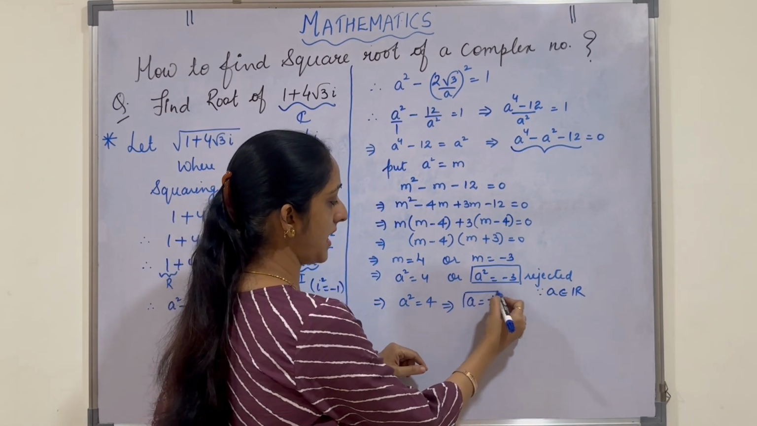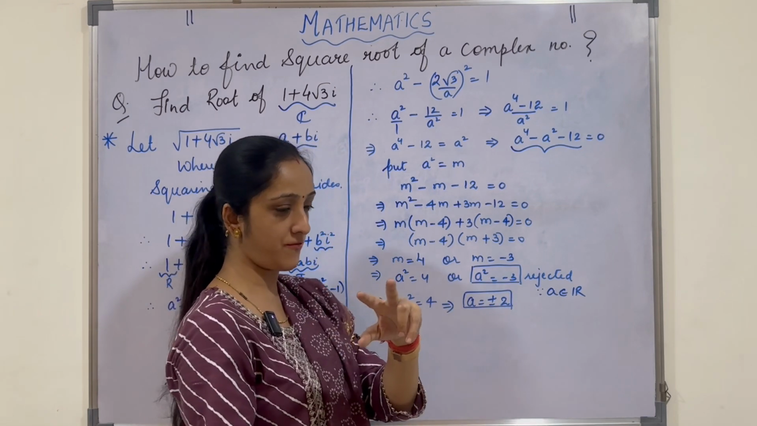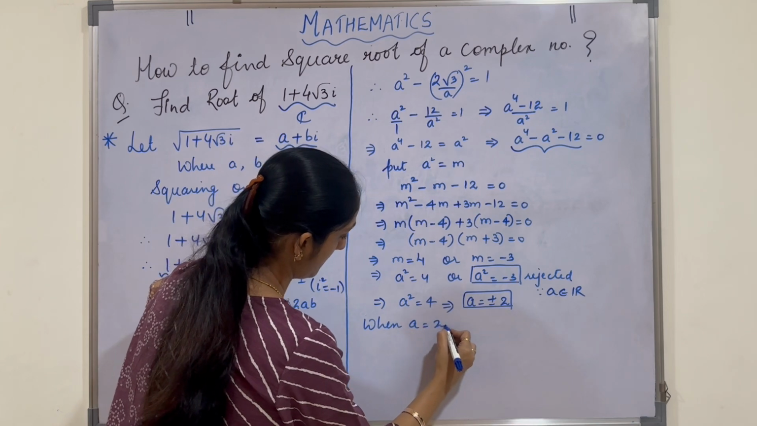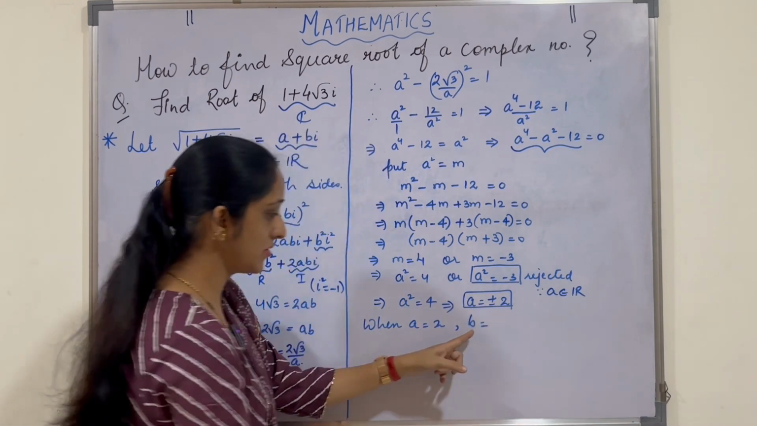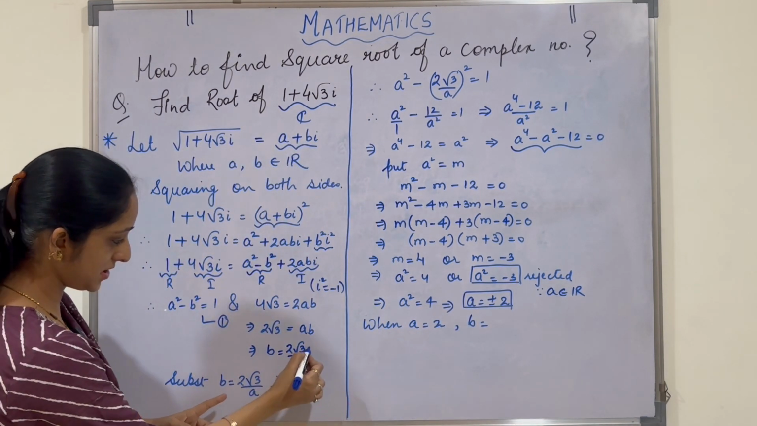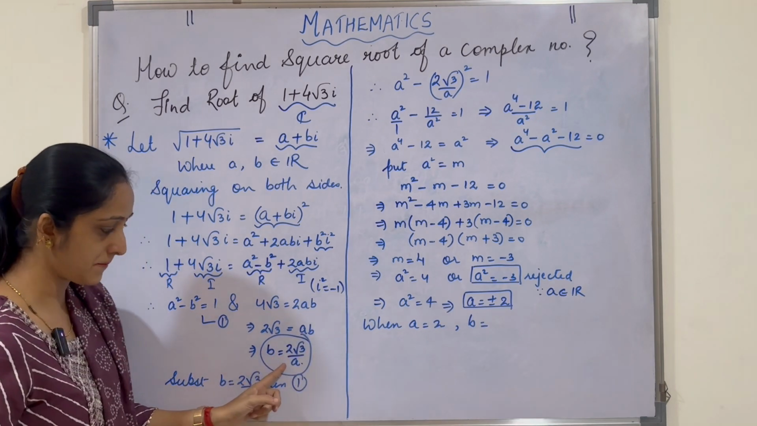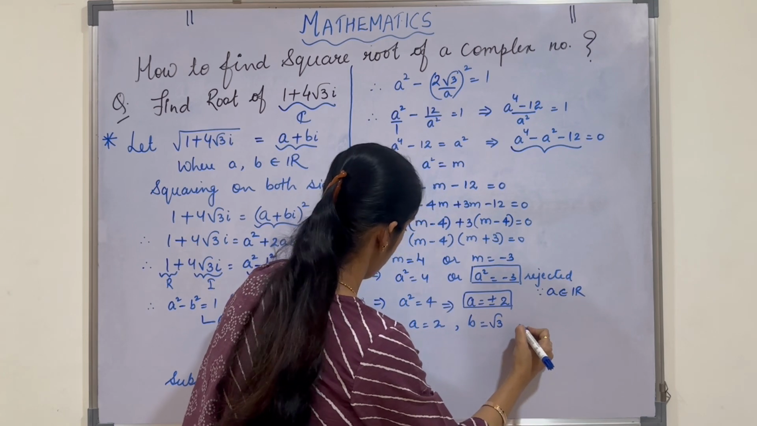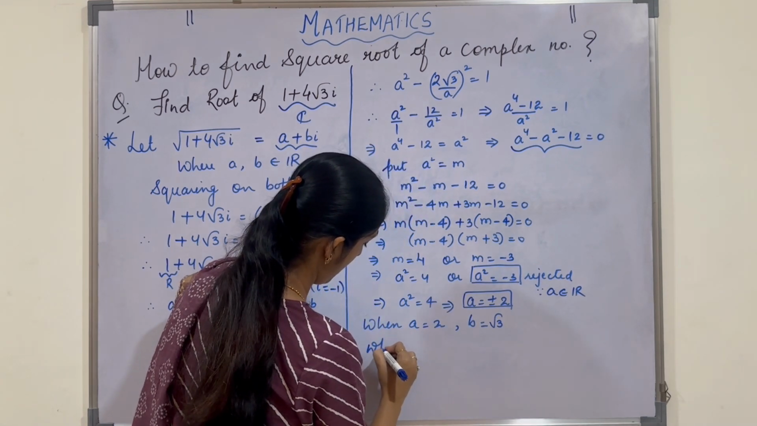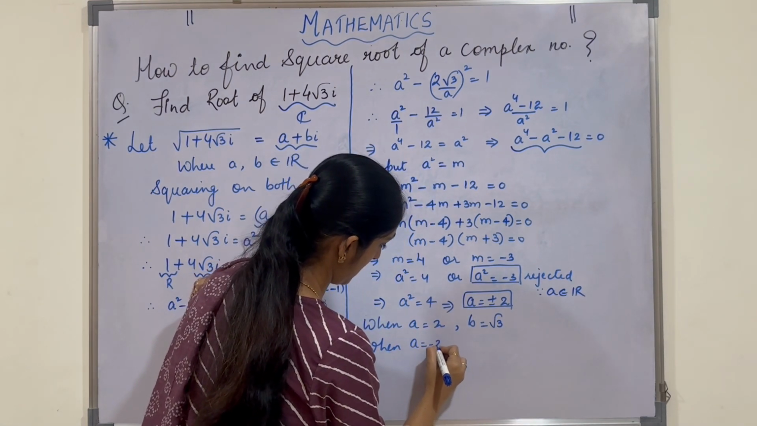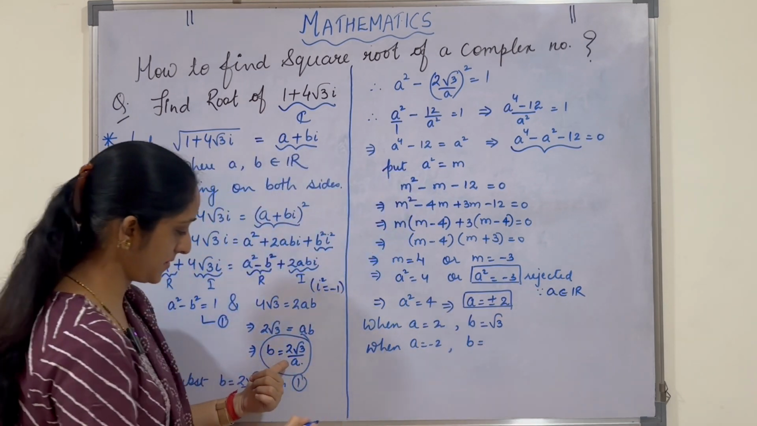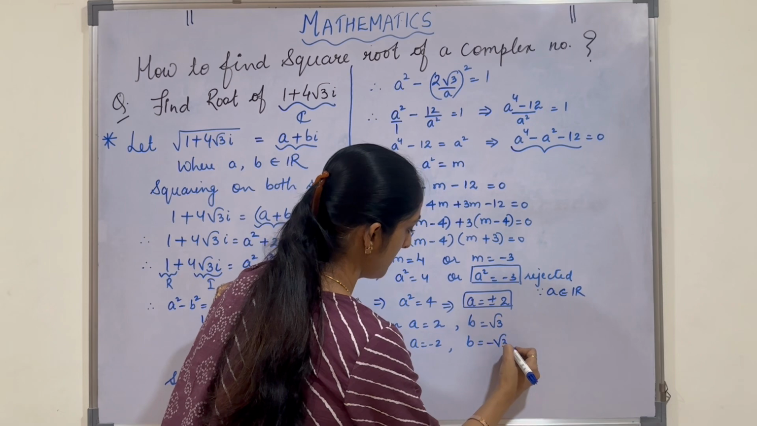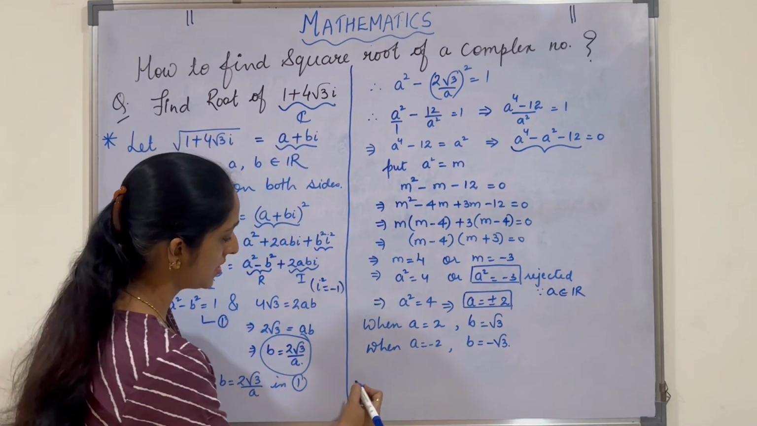Now for these two values of a, we will get two values of b. So when a is 2, then b will be, and how to get those values? We can substitute here for a. So when a is 2, b is root 3, and when a is minus 2, b is, substitute a equal to minus 2 here, so b will be minus root 3. So there are two possible roots.